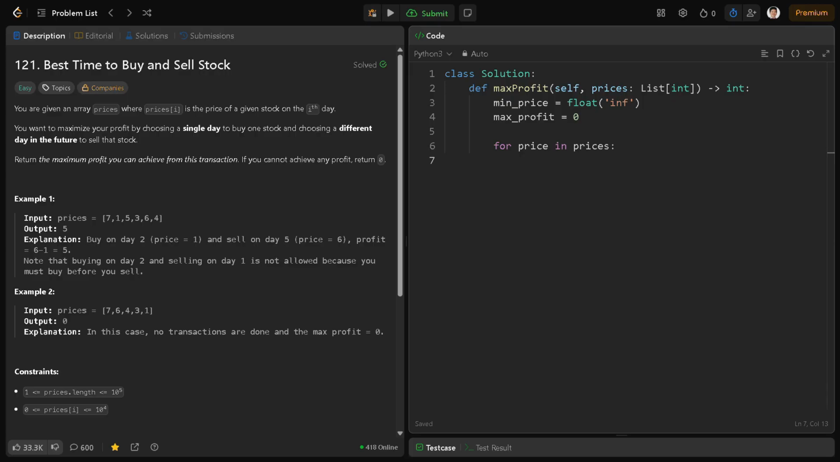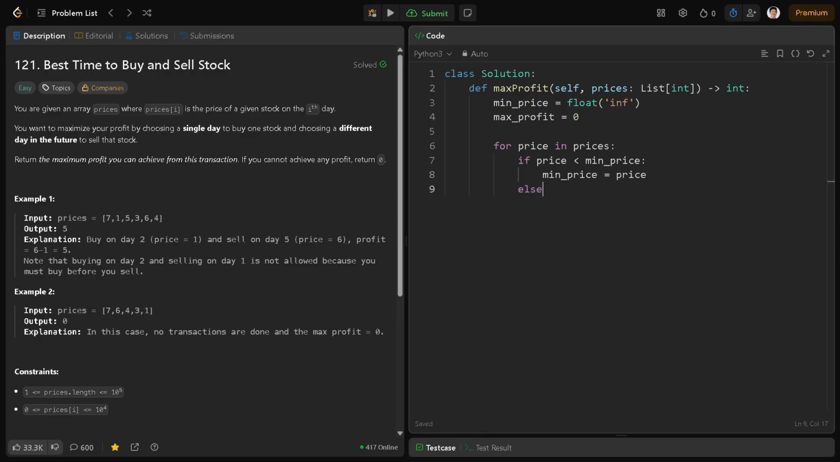Then we check, is the current price lower than our current minimum? If yes, we found a new best day to buy the stock. So if price is less than min price, we'll update the min price to the current price. So min_price equals price. We're saying, hey, this is the cheapest stock we've seen so far, so I'll remember this as the best buying price. Now, if the price is not lower than min price, then maybe today is a good day to sell.